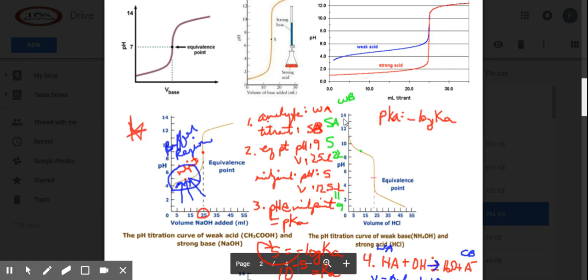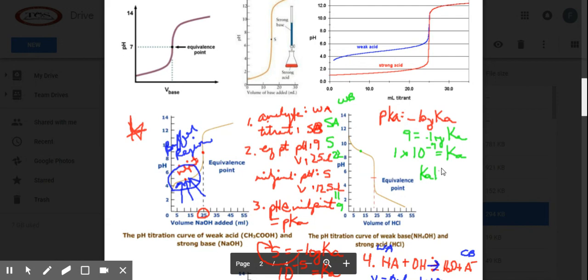How do I find the Ka value of my analyte? Well, what I'm going to do is I'm going to say pH at midpoint, so 9, is equal to negative log of Ka. And so 1 times 10 to the negative 9 is equal to my Ka value. Now, this is a weak base, right? So weak bases, we usually have Kb values. But what I have of this base is a Ka value. So what if they wanted a Kb value?